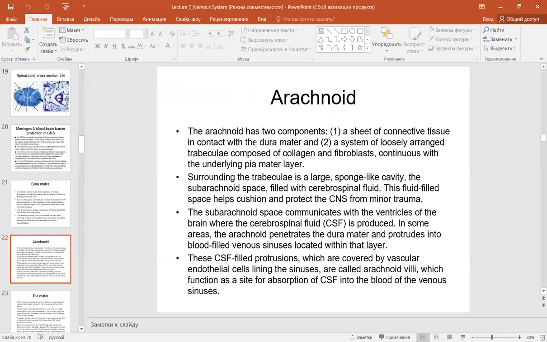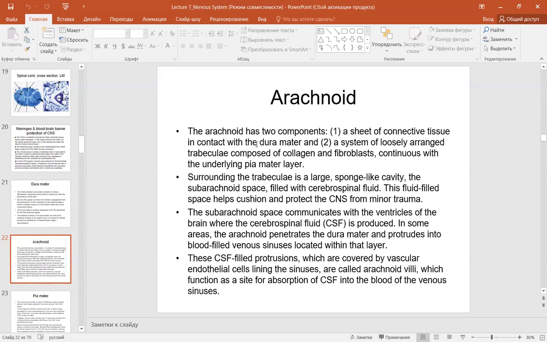The arachnoid has 2 components: a sheet of connective tissue in contact with the dura mater, and a system of loosely arranged trabecula composed of collagen and fibroblast, continuous with the underlying pia mater. The underlying pia mater, surrounding the trabecula, is a large sponge-like cavity, the subarachnoidal space filled with the cerebrospinal fluid. This fluid-filled space helps cushion and protects the central nervous system from minor trauma.